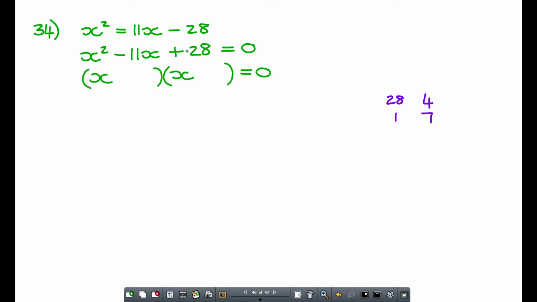Okay, have a look at the sign here. Because that's a positive, it means that my signs must be the same. So I'm going to say minus 4 minus 7, because that's going to give me the minus 11. Do you guys all see that? Okay, so it means that my x values would be positive 4 or positive 7.